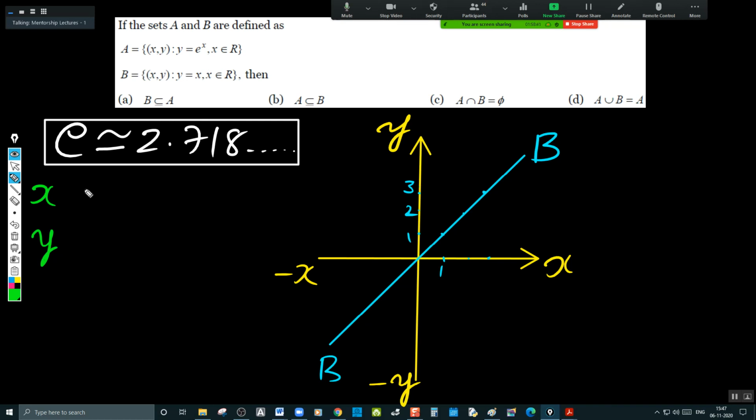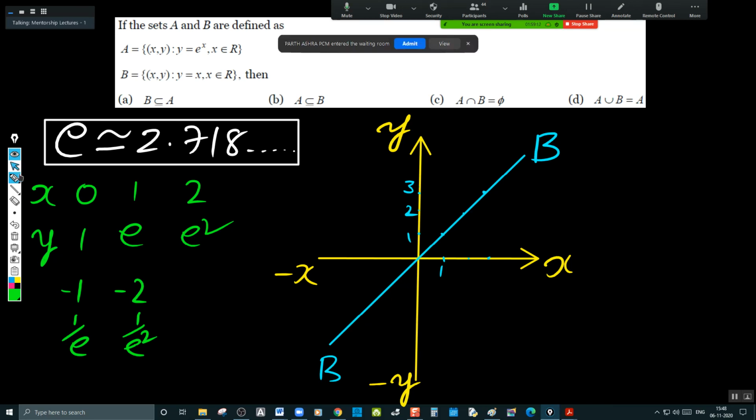Come on, tell me, x is equal to 0, y is equal to 1. X equal to 1, y is equal to e. X is equal to 2, y is equal to e square. Are you there, everyone? Yes. So x is equal to minus 1, y is equal to 1 by e. X is equal to minus 2, y is equal to 1 by e square. These are the values you get for the first set A.